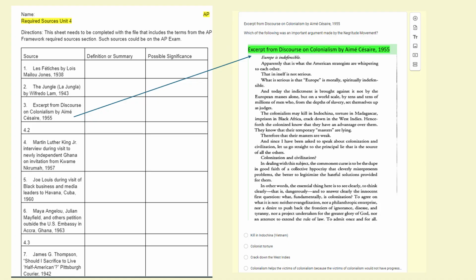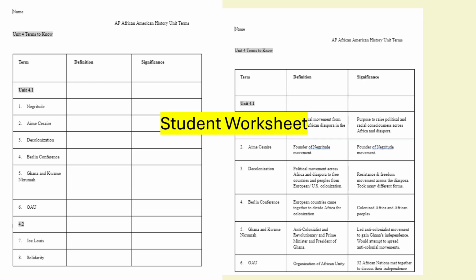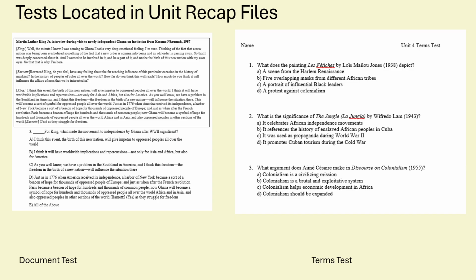As mentioned before, the student worksheet for the sources is actually what is being assessed in those Google Forms. The terms worksheet also includes an answer key and is assessed using Google Forms. You also get a series of paper tests that are located in the recap files. You get a document test for each unit that is designed to mimic the AP exam. You get a terms test to improve student vocabulary.